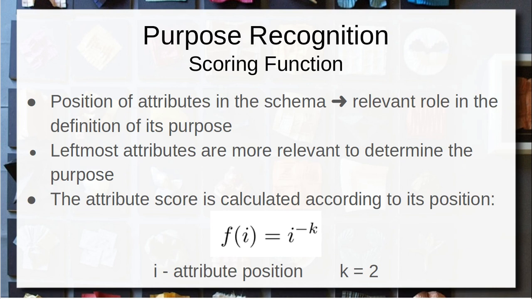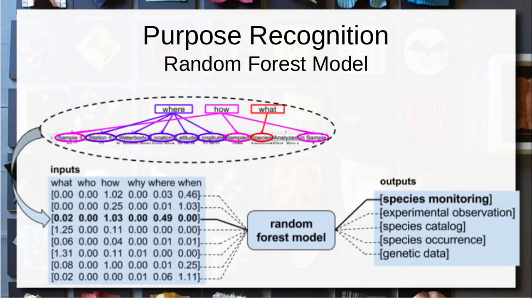So for this reason, we combine the idea of the classification in the exploratory questions, and we give a score to the position. The fields are more relevant to the purpose recognition if they are leftmost. The leftmost fields are more relevant to the schema recognition. And then we produced a descriptor based on the six exploratory questions, as you can see on top: what, who, why, where, when, and how, which is the 5 W and 1 H.